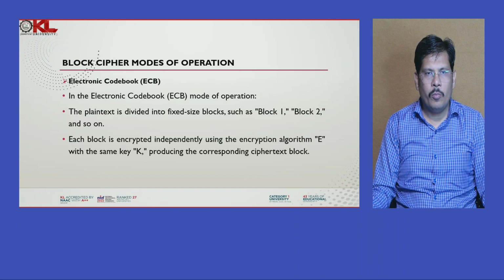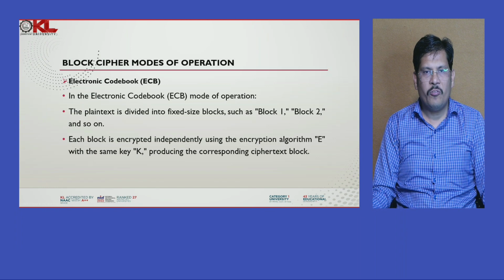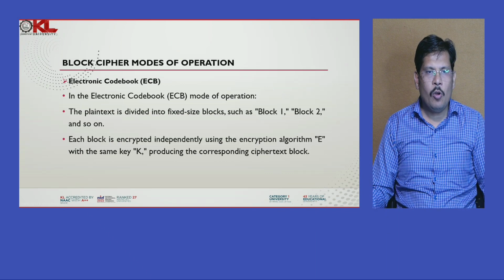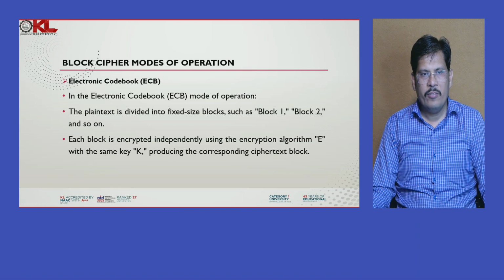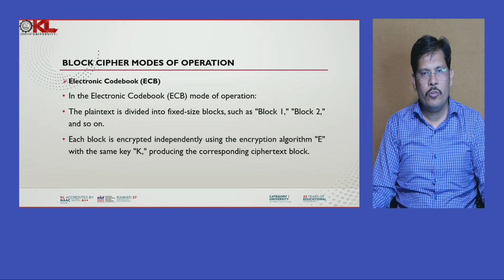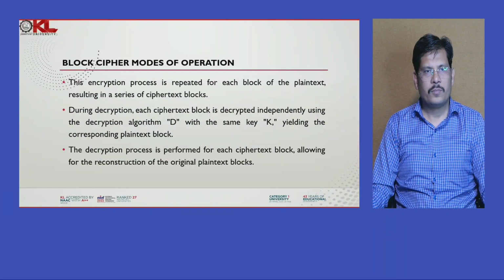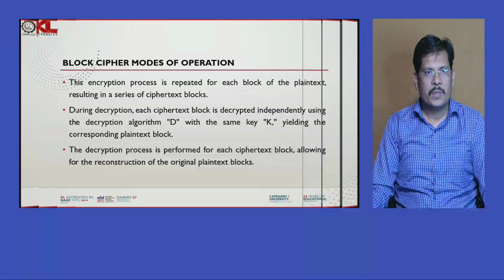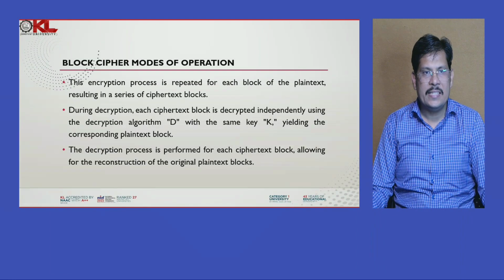In the electronic code book, the plain text is divided into fixed-size blocks such as block 1, block 2, block 3, and so on. Each block is encrypted independently using the encryption algorithm E with the same key K, producing the corresponding cipher blocks. This encryption process is repeated for each block of the plain text, resulting in a series of ciphertext blocks.